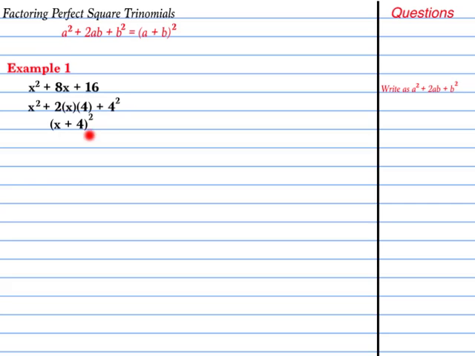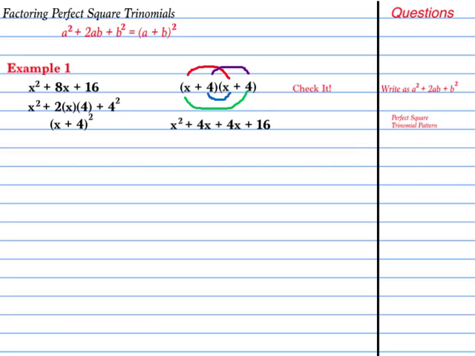You can also write it as x plus 4 times x plus 4 if you choose. And that's my perfect square trinomial pattern. Once again, you want to make sure you check it. We'll go ahead and FOIL out. You're going to notice your two middle terms, same number. And yes, it's going to check back to my original equation.